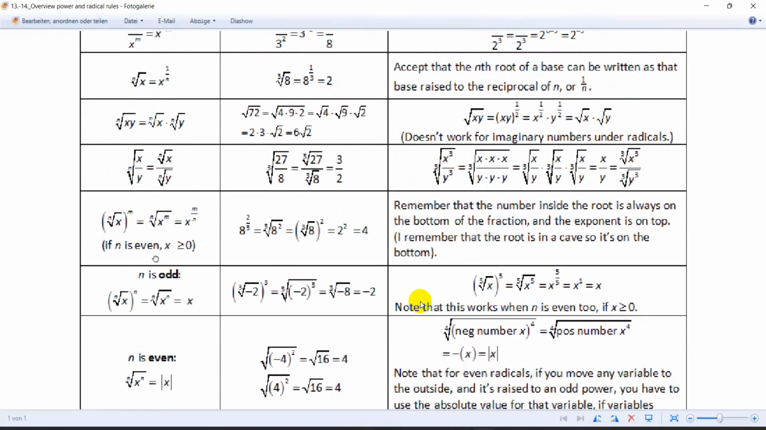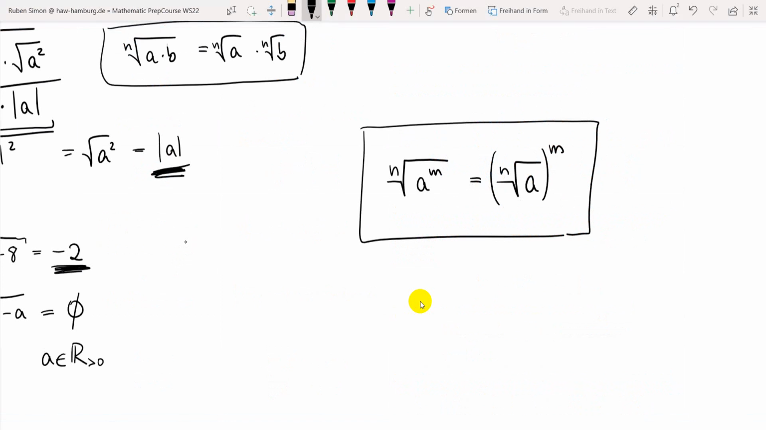Or yeah, of course, no, that was not actually true. But the condition is: if n is even, then you can only apply the rule if your base, or your radicand, that's what it's called, is greater or equal to 0. Okay, let's check what this means. If n is even, x needs to be greater or equal to 0. Now in my example, a needs to be greater or equal to 0.